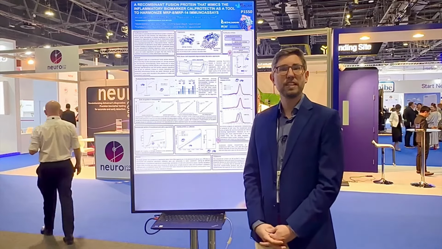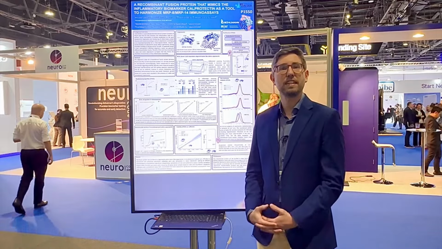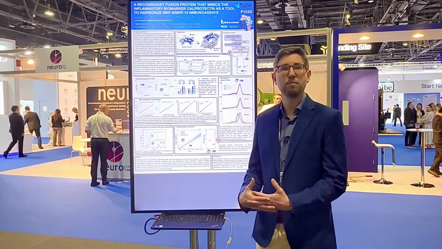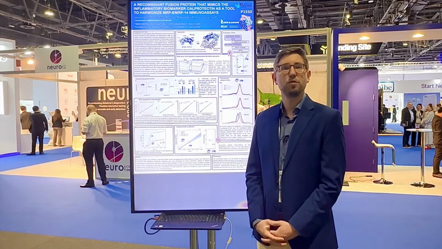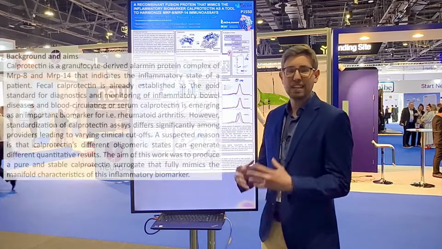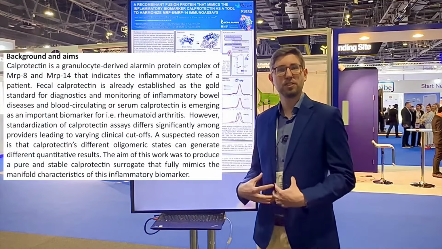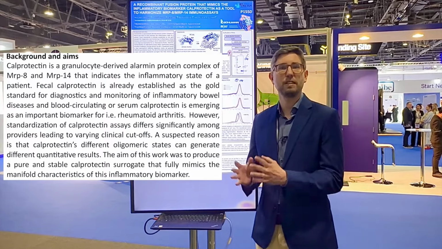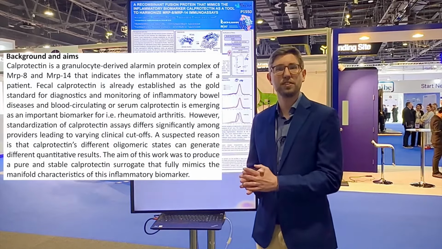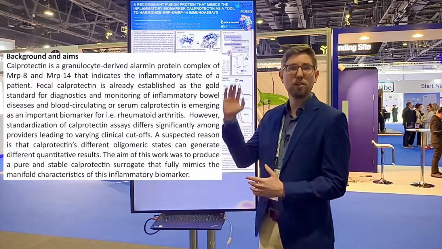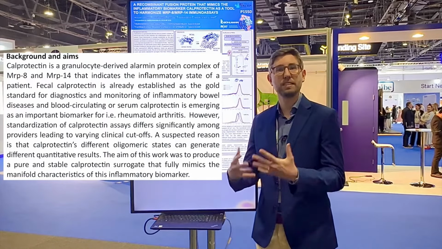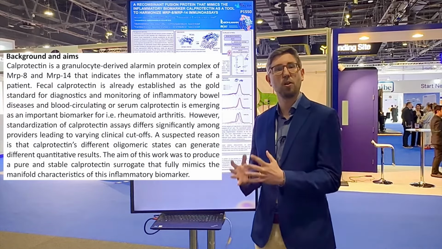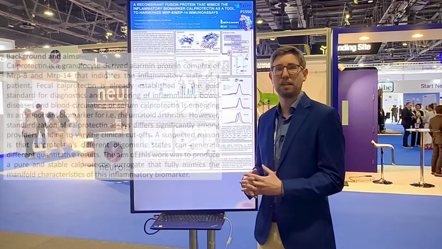Calprotectin is a very established biomarker in the diagnostics for inflammatory bowel diseases, and it is also an emerging biomarker for rheumatic diseases. And especially in the field of diagnostics for inflammatory bowel diseases, there's a big discrepancy between the quantitative results of different suppliers. So the goal of this project is to have a material that could potentially be used as a reference material for harmonizing all the quantitative results for different suppliers.